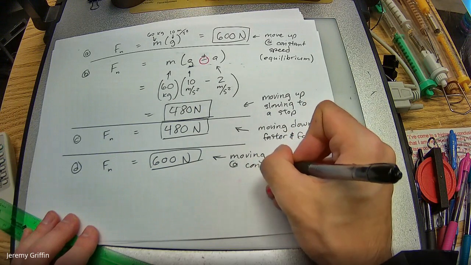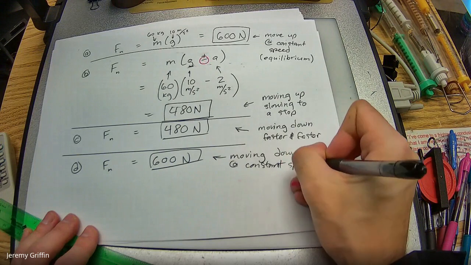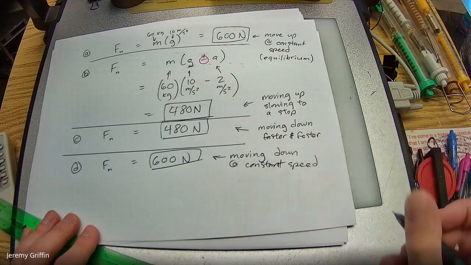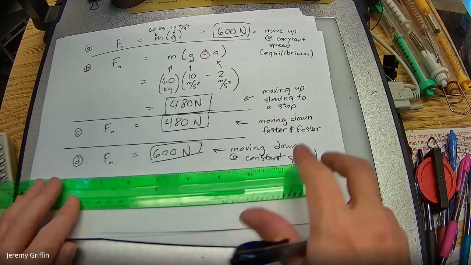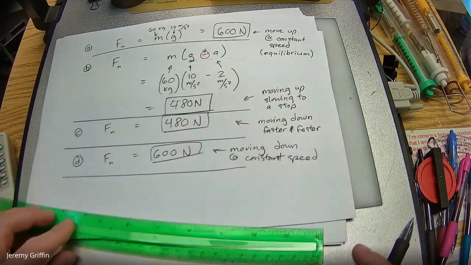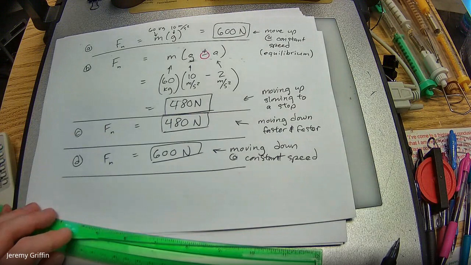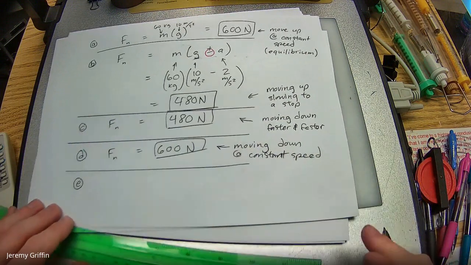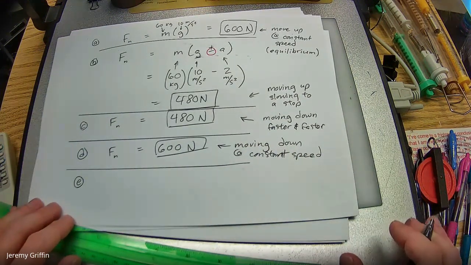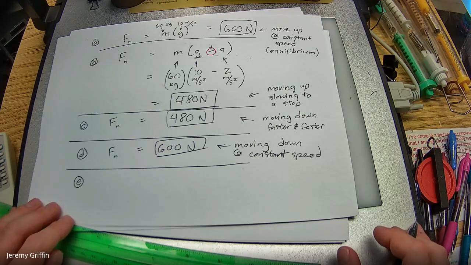Constant speed is also zero acceleration. That's also equilibrium, moving down at constant speed. And then what's part E? Slows to a stop while moving downward. Guys, if you're moving down and also slowing, which way are you accelerating?